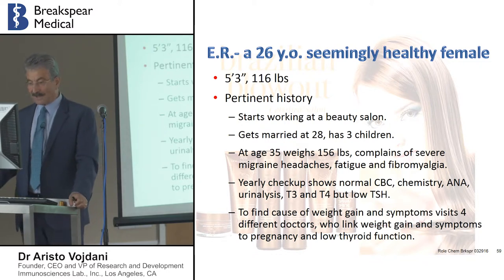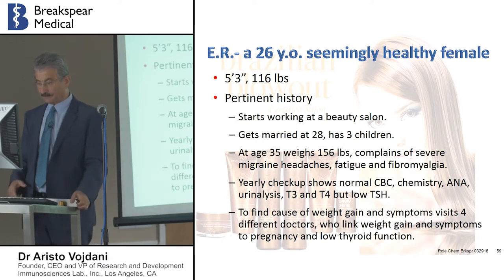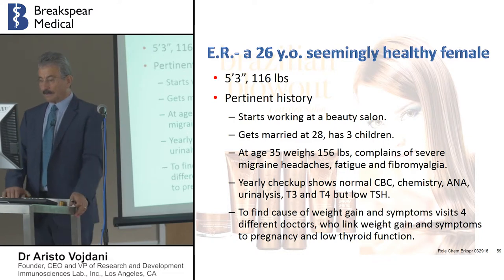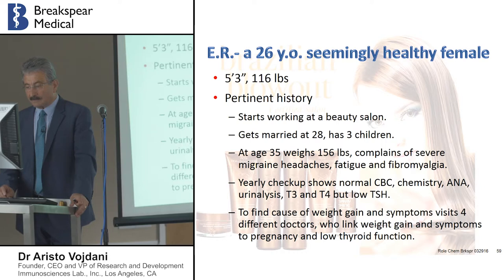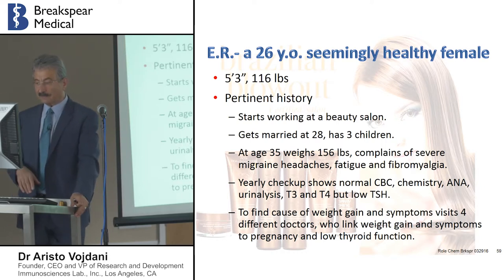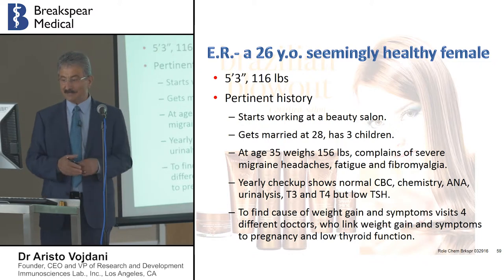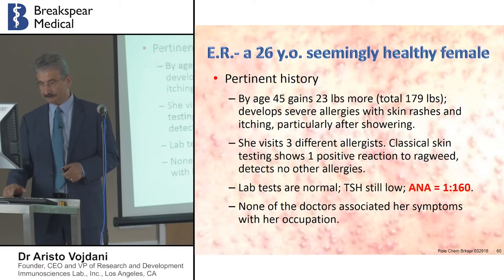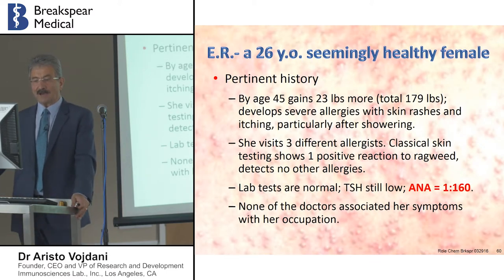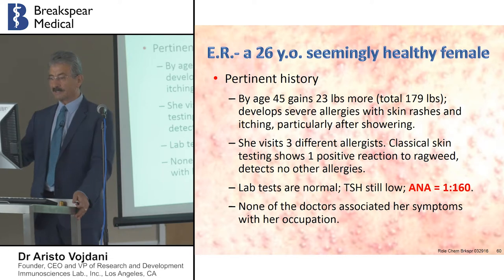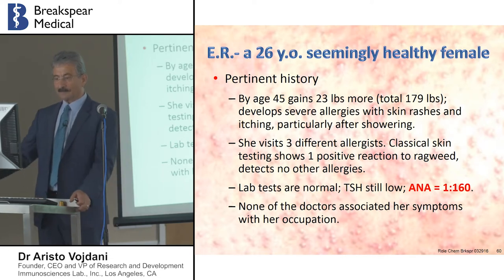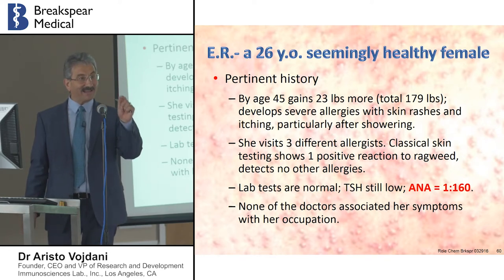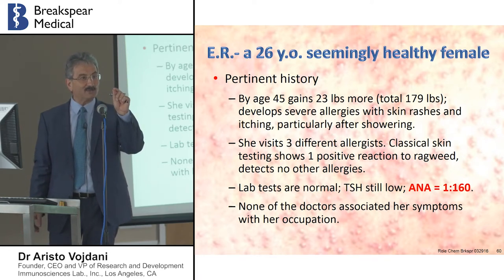To find the cause of weight gain and symptoms, visits 4 different doctors. And they linked or associated the weight gain and some of these symptoms with probably pregnancies and low thyroid function. By age 45, gained additional 23 pounds, developed severe allergies with rashes and itching, particularly after showering. That's really very important. That's huge message right there.